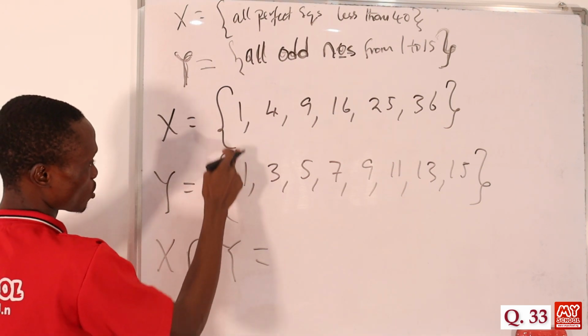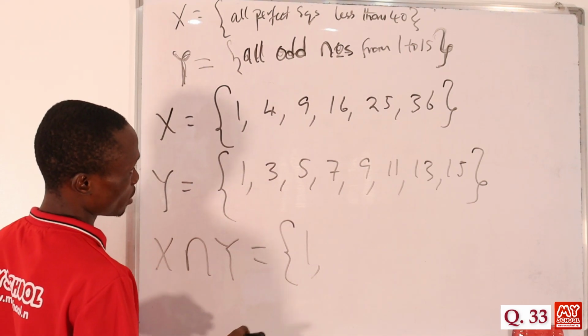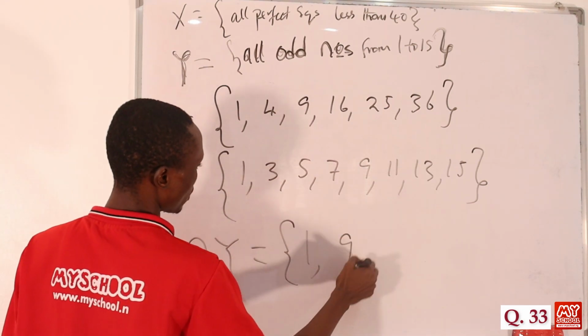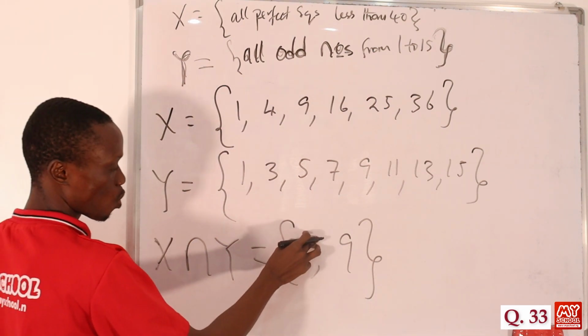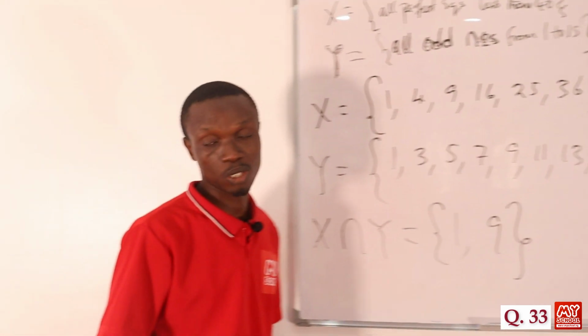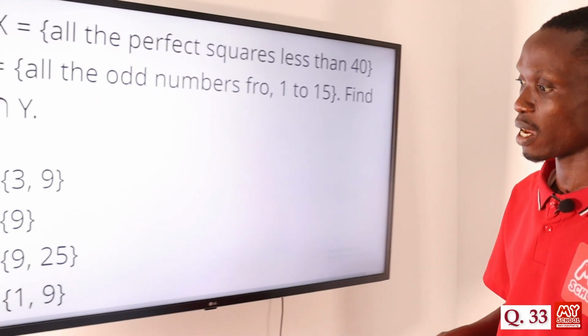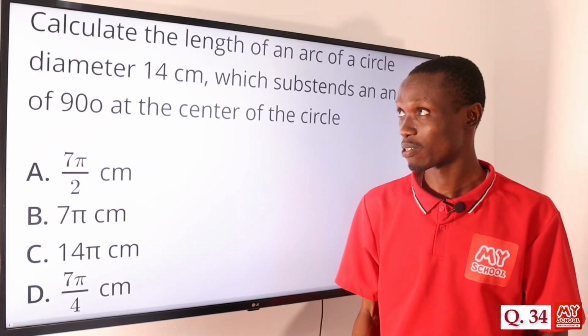So the first element that is common is 1. Then the other element that is common is 9. So the intersection of S and Y is just 1 and 9. Let's return to the screen to pick the correct answer to this question, and that is option D, 1 and 9.